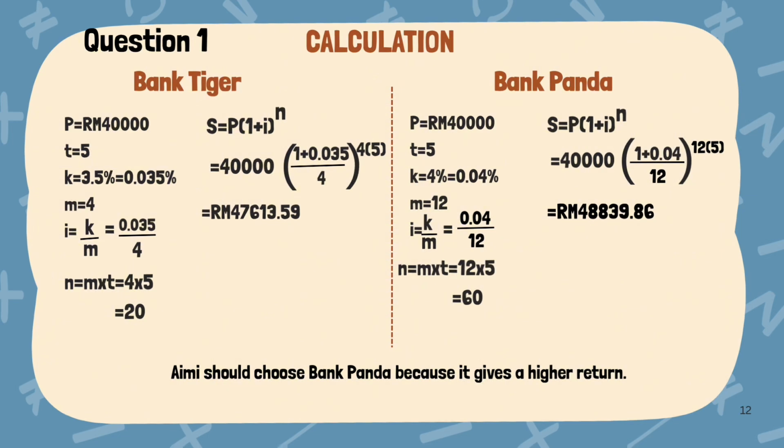Next, I'm going to solve Bank Panda. Like Bank Tiger, I will list the terms given in the question. After that, I will substitute all the terms into the compound interest formula. And the final answer will be 48,839.86 ringgit. So, I would choose Bank Panda because it gives a higher return.